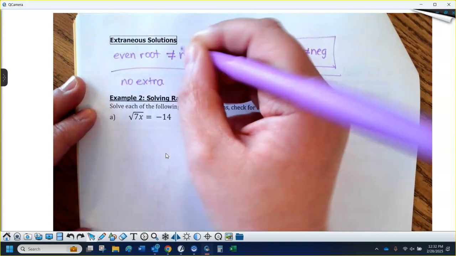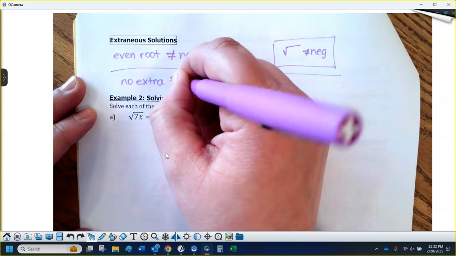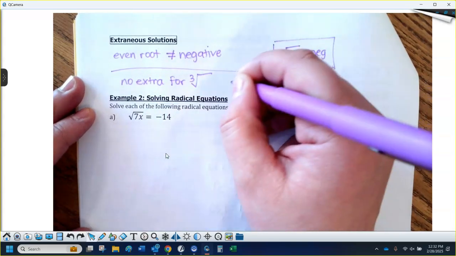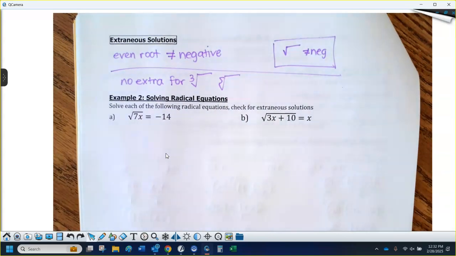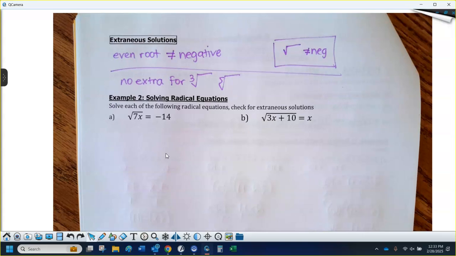Now, I'm just going to put no extraneous solutions for odd roots, like a cube root or a fifth root. I don't think I have anything except cube roots, but there are no extraneous solutions for cube roots or fifth roots because those can be equal to negative numbers. It's just an even root cannot be equal to a negative number. So a square root, or a fourth root, I think all the questions we're going to practice are square roots. So just can't be equal to a negative number.